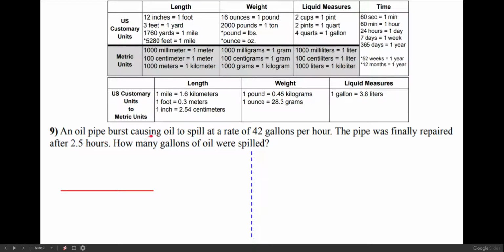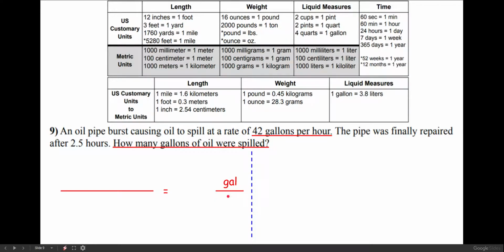An oil pipe burst, causing oil to spill at a rate of 42 gallons per hour. The pipe was finally repaired after 2.5 hours. How many gallons of oil were spilled? So ultimately, you want to find out how many gallons, not gallons per hour or gallons per minute or gallons per anything, but just gallons.